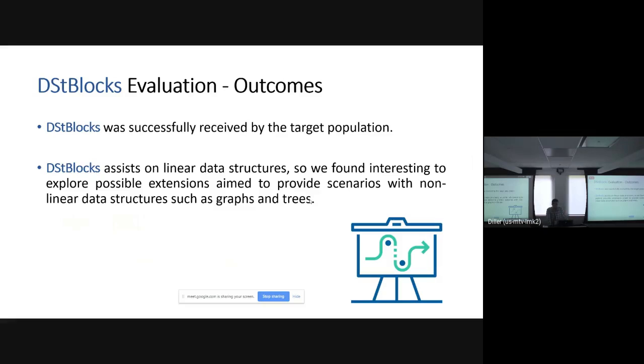And right after, we kept thinking, okay, it worked for linear data structures, but linear data structures are something that is still happening in computer science 1, computer science 2 courses. So what if we think about blocks for other kinds of scenarios? That led us to working on blocks for DS, the second system or prototype system that I have been working on with my teams.